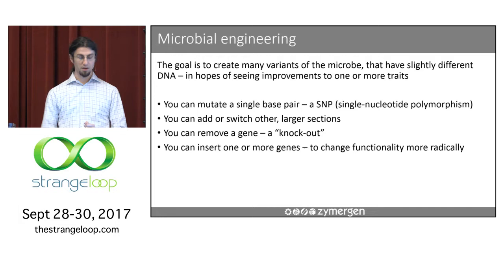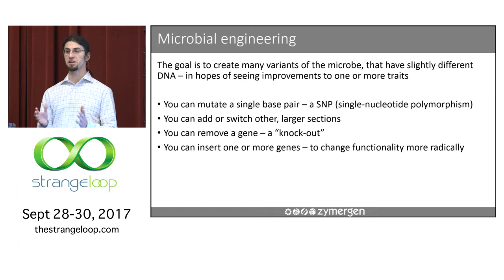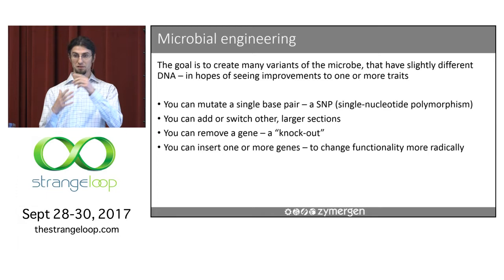And finally, we can insert one or more genes at a time. This can involve a very large insert of 5 or 10,000 bases at a time or more. And this will perform a more radical change by basically installing a feature in a microbe. So frequently, this last technique is the one you use first. You sort of install the genes that manufacture the chemical you want, and then successive rounds of evolution work on controlling the rest of the genome to improve its performance.